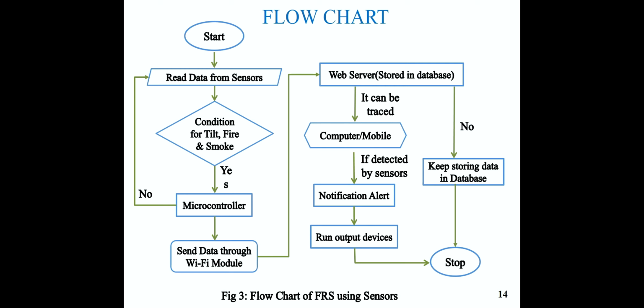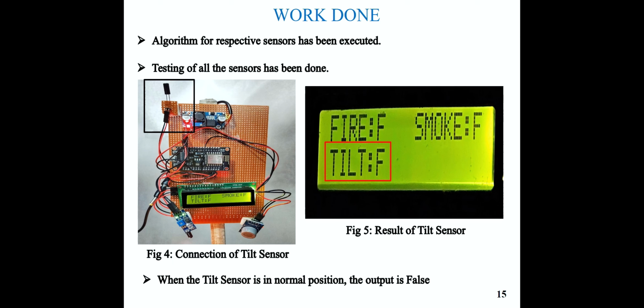If the sensor detects any abnormalities, then it immediately sends a notification alert to our output device and the output devices are run accordingly and the system will be stopped. But if sensor results are no, then it will keep the stored data in the database and the system will stop. Again this cycle will continue. These are the work we did in phase 1.